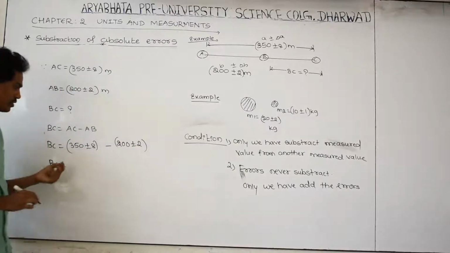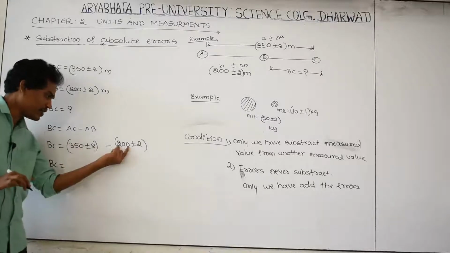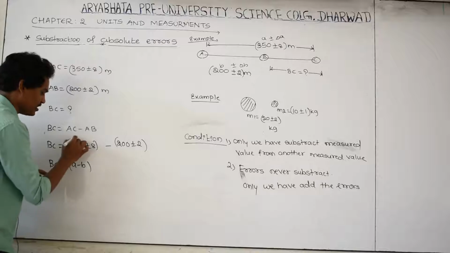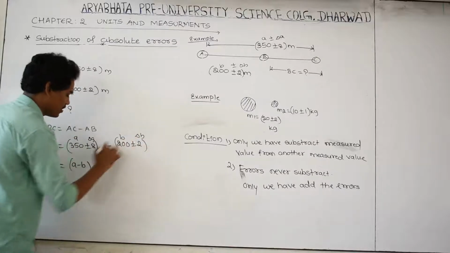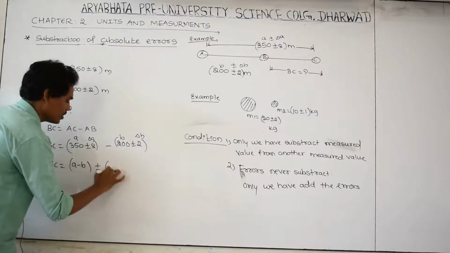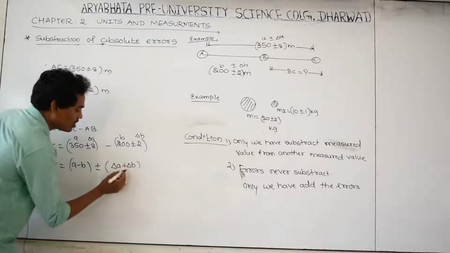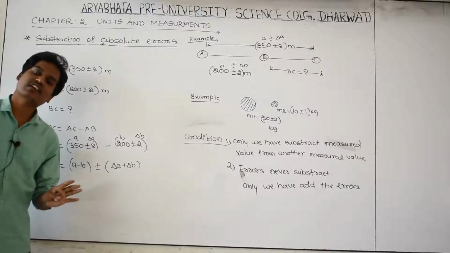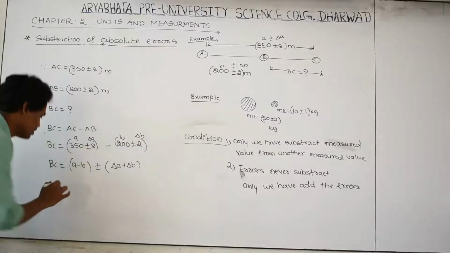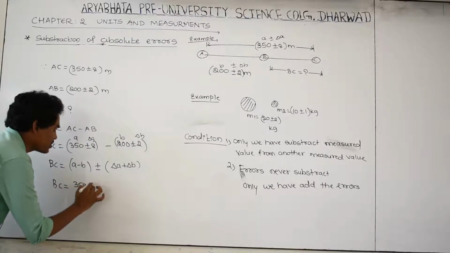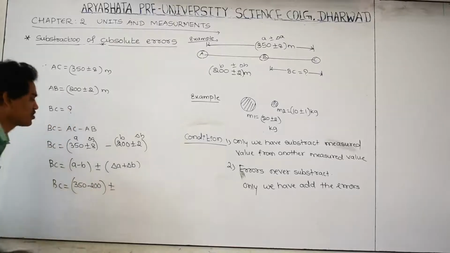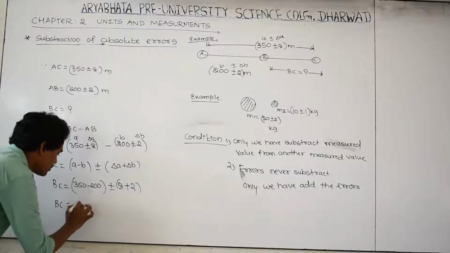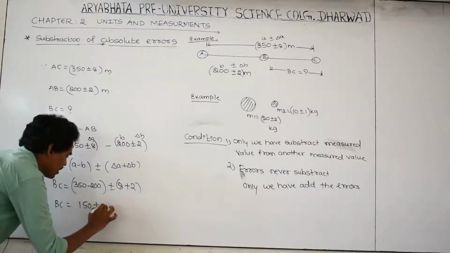Delta BC is equal to measured value. One measured value is subtracted from the other measured value. Yes, that is possible. That is A minus B. This is A, this is delta A, this is B, this is delta B. Next, plus or minus delta A plus delta B. Don't write a minus sign here. A minus B is possible, but 8 minus 2 is not possible. Always errors only add up, not subtract. Therefore BC is equal to 350 minus 200 plus or minus 8 plus 2. 350 minus 200 means 150 plus or minus 10 meter.